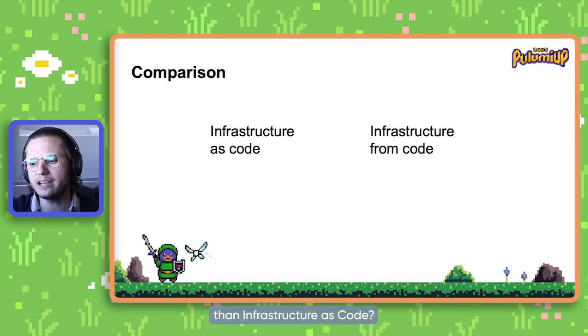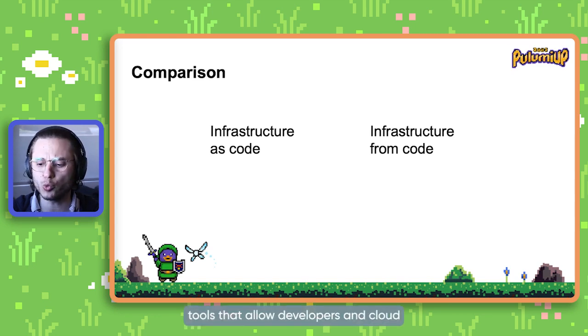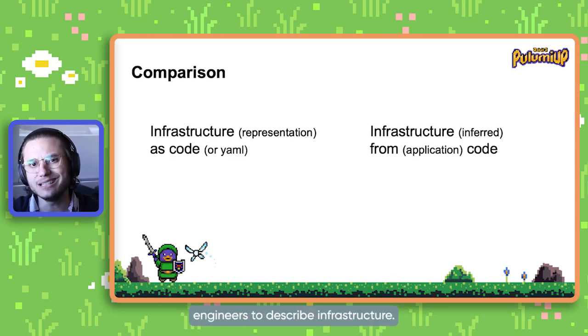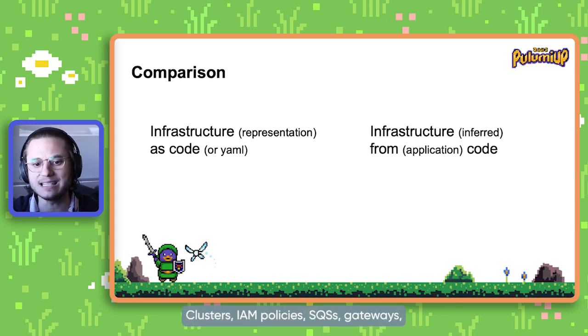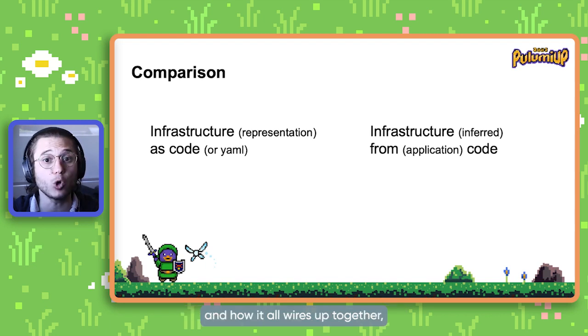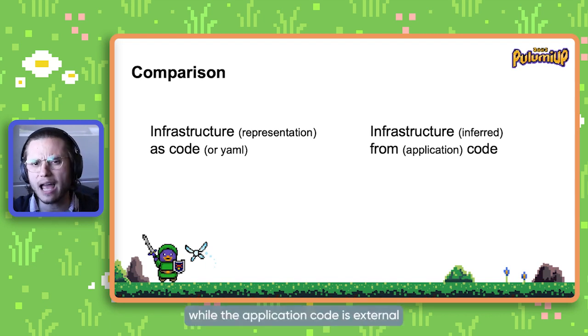But how is it different than infrastructure as code? Infrastructure as code refers to tools that allow developers and cloud engineers to describe infrastructure. You write templates or code that describes Lambdas or Kubernetes clusters, IAM policies, SQSs, gateways, and how it all wires up together, while the application code is external to that and is loosely aligned with that infrastructure by injecting connection strings or environment variables into the application.